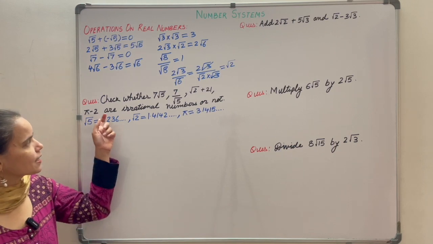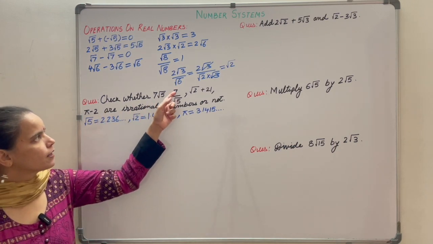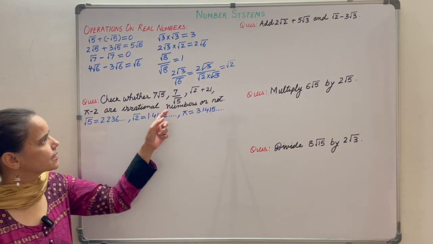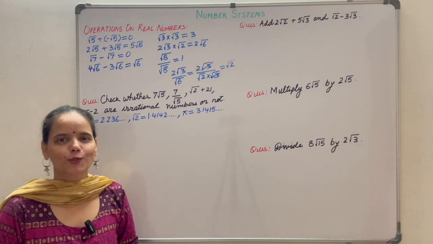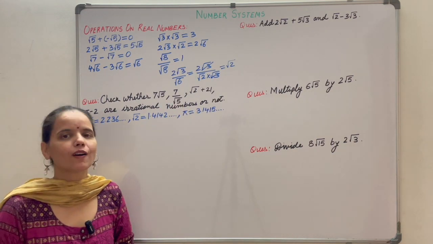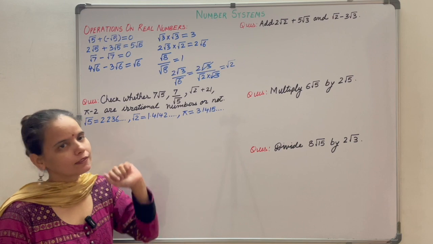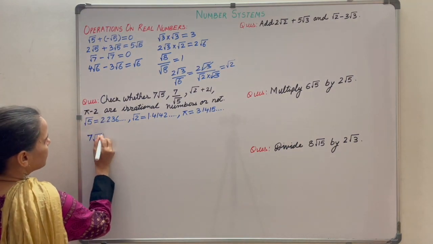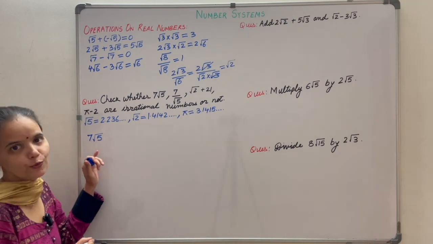So here the question is saying, check whether 7 root 5, 7 upon root 5, root 2 plus 21, pi minus 2 are irrational numbers or not. So you need to check whether these numbers are irrational numbers or not. So let us first solve this one, 7 root 5. So 7 is a rational number. You are multiplying this with an irrational number, root 5.